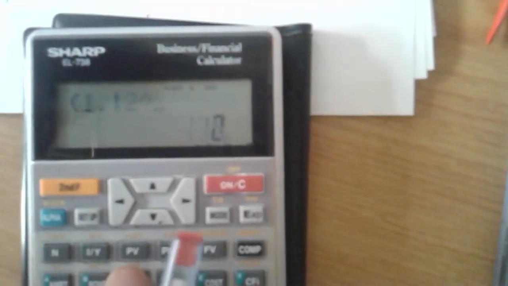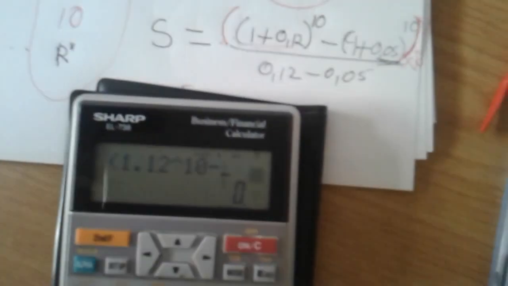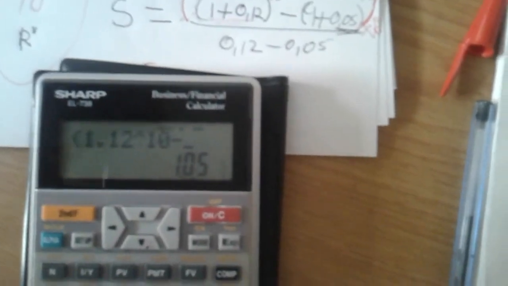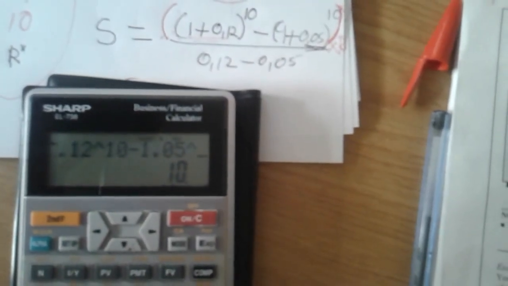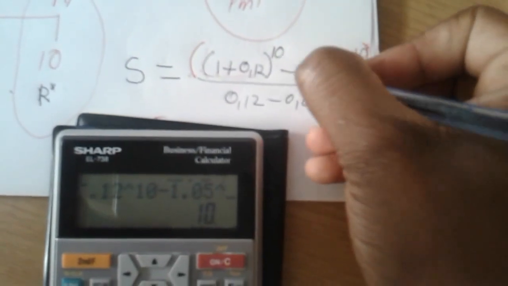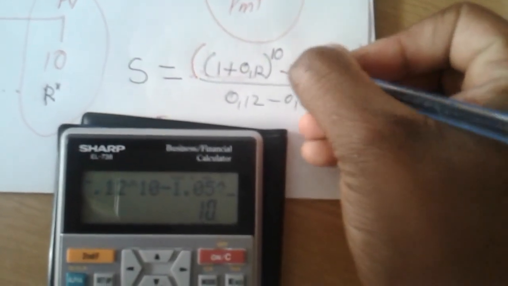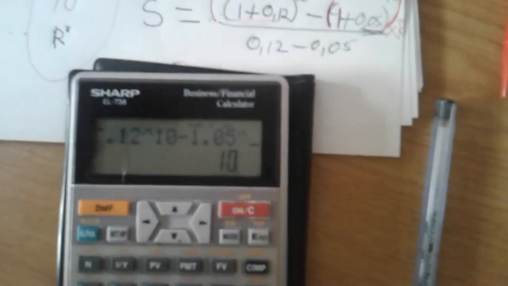So 1.12 to the power of, now how do we put power? Second function, depreciation, to the power of 10, and we minus 1.05 again to the power of 10. Then we open a bracket for this one. You don't open a bracket. Oh, okay. This one is what? 1.05. Yeah, this is 1. This is a bracket, right? So 1.05 to the power of 10 again, and then you close.